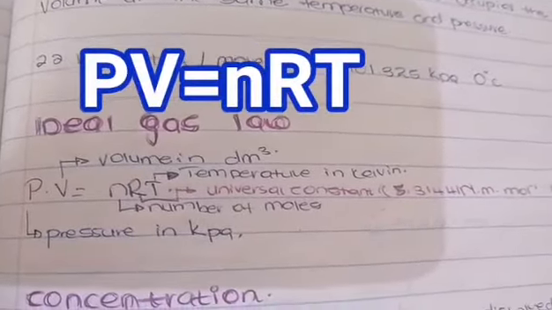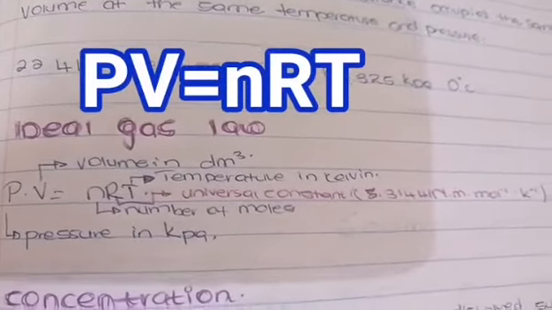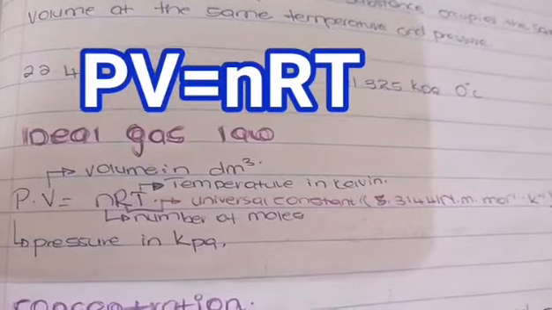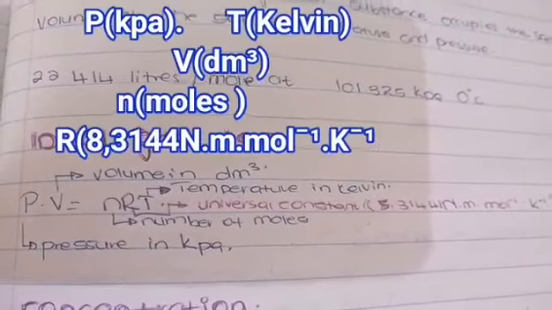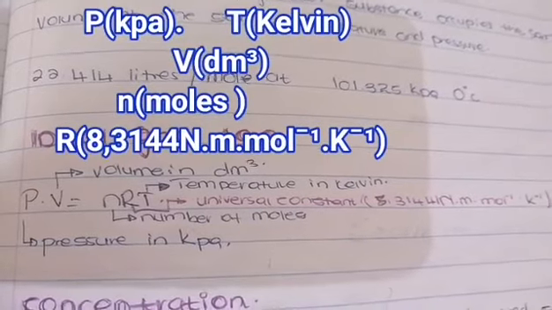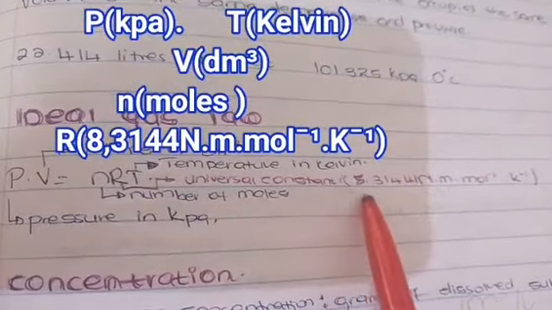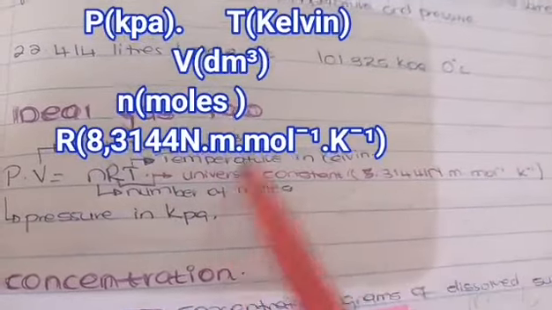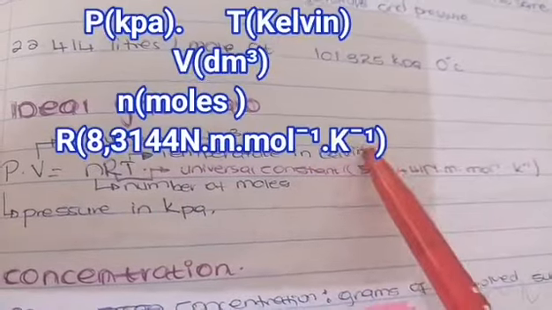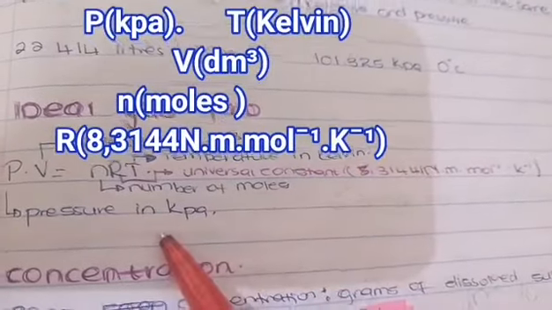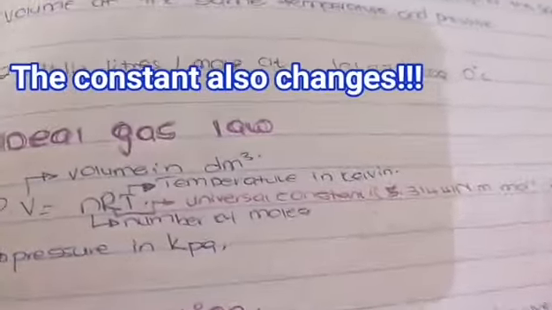I'm just going to take you through the ideal gas law, which I know most of you know. The only trick with this law is you have to know your units. The other trick is with the universal constant. When the units for the rest of them change, like from Kelvin to Celsius, the constant also changes. Please note that.